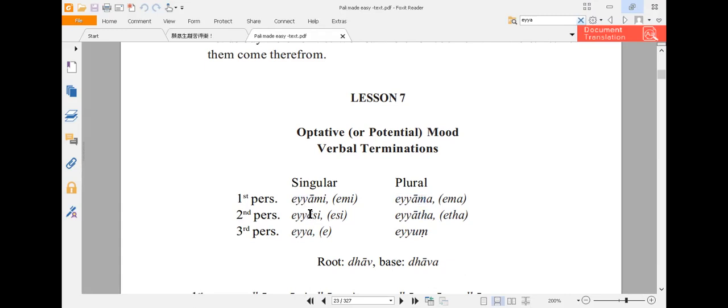The difference from the present tense is that in the present tense there's no long A here, but in the optative for the second person there's a long A, right? So I'll recite again: aya, ayum, ayasi, ayata, ayami, ayama. Okay, this is the normal one. The shortcut will be a, ayum, asi, eta, ami, ama. This means that you drop the ya. Right, this is not difficult.